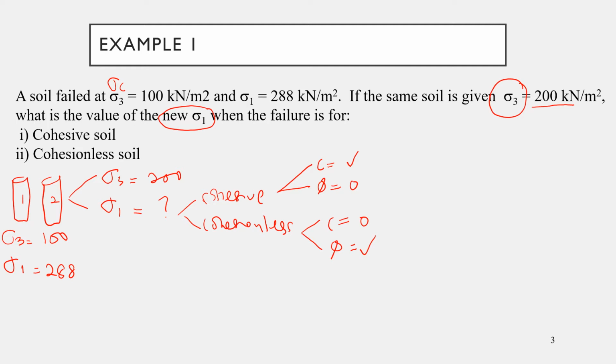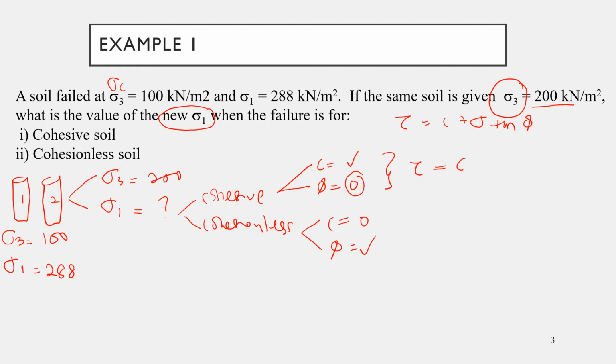Okay, so from here, you also know that the shear strength for cohesive soil will be equal to C. From the long or the complete Mohr-Coulomb equation, we have C plus normal stress multiplied by tangent phi. Since the friction angle is assumed to be 0, tangent 0 will be 0. So the shear strength will be equal to C.